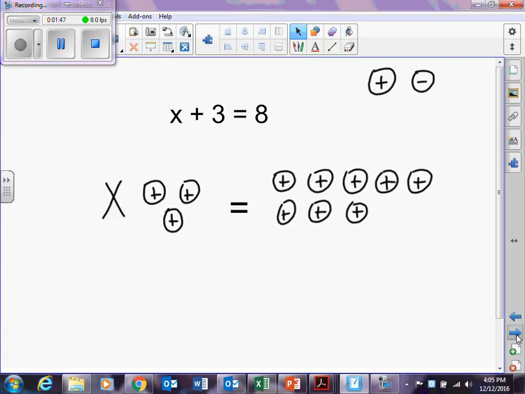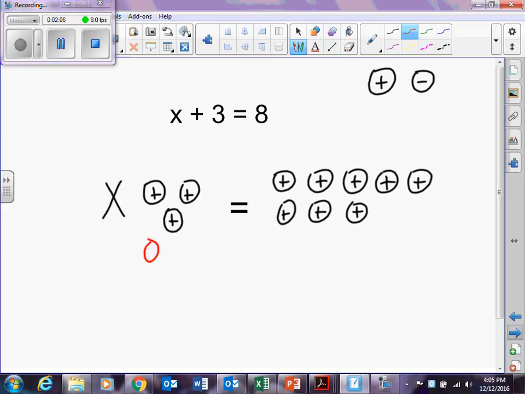So what I want to do is get rid of the 3 positives on the left-hand side so that x is all by itself. Now I can't just take them off the board. That's changing what this equation means. But what I can do is zero them out. I'm going to zero them out by adding 3 negatives.